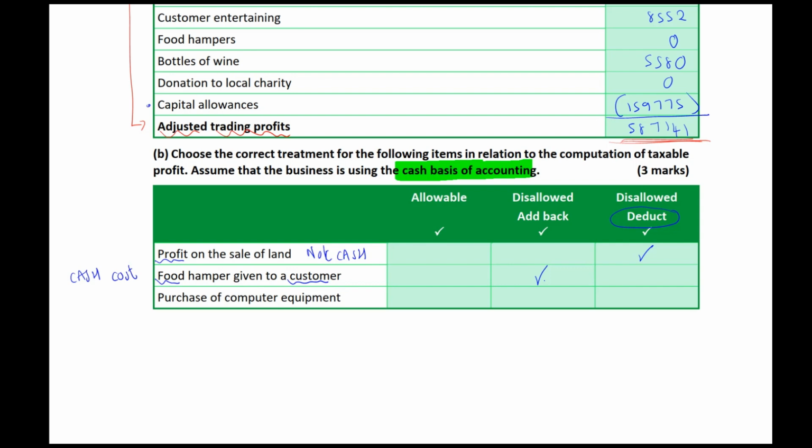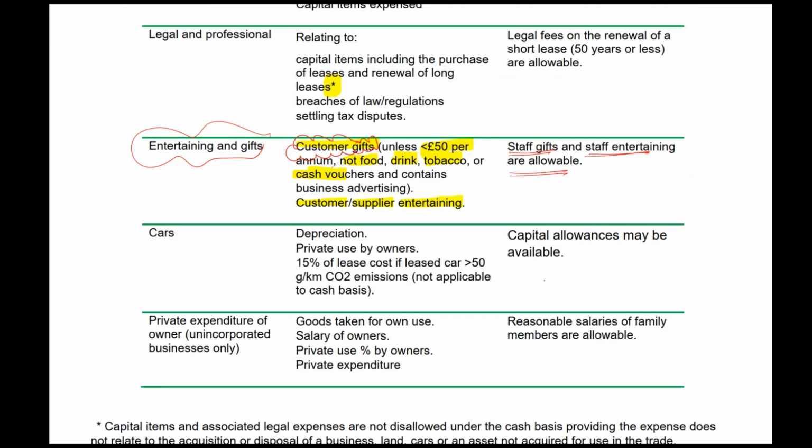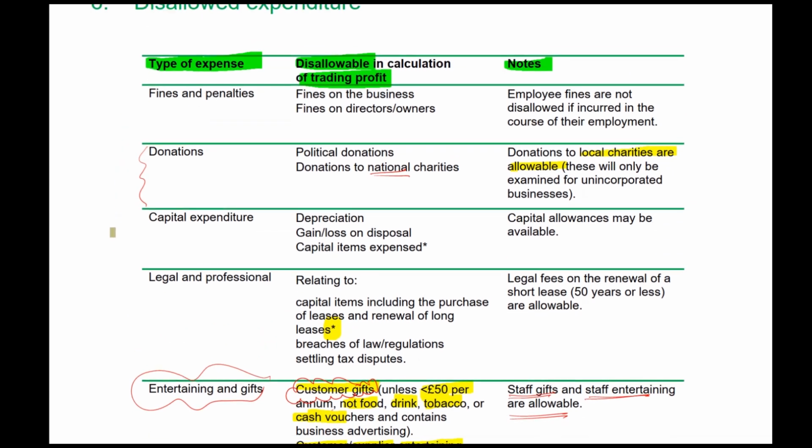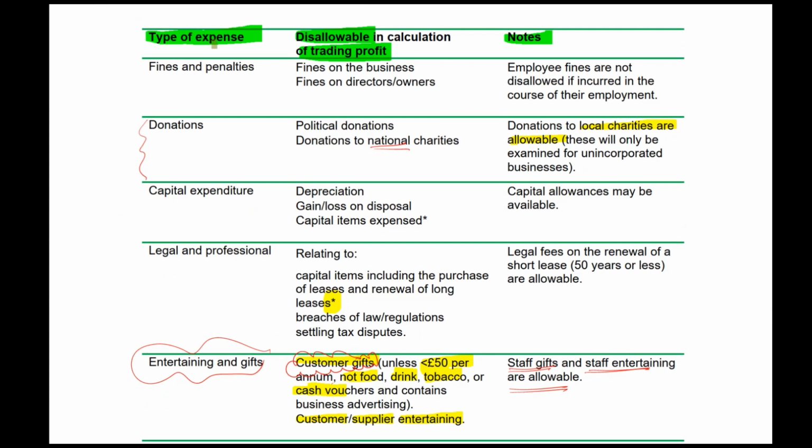And then the purchase of computer equipment. If we were doing the accruals basis, we'd say, ooh, that should be capital expenditure. So we're going to claim capital allowances instead. This is a big difference, one of the more fundamental differences, I think, as far as the way you might be tested on this, between the accruals and the cash basis. Because if we check the reference material, it tells us here the type of expenses that are disallowable.